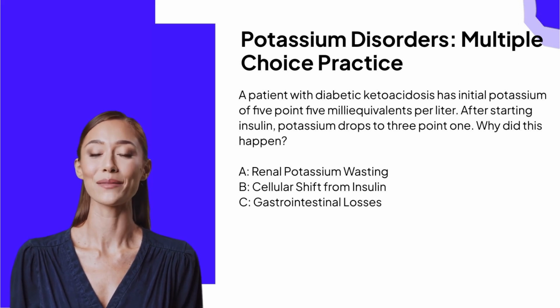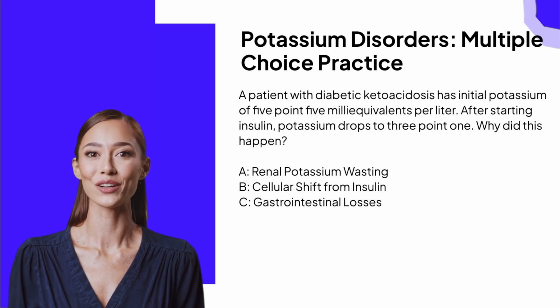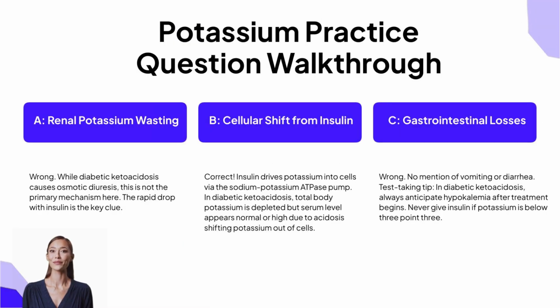A patient with diabetic ketoacidosis has initial potassium of 5.5. After starting insulin, potassium drops to 3.1. Why did this happen? Let us analyze the choices. Choice A, renal potassium wasting, is wrong. While diabetic ketoacidosis causes osmotic diuresis, the rapid drop specifically with insulin is the key clue here.